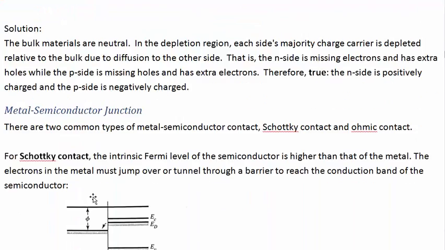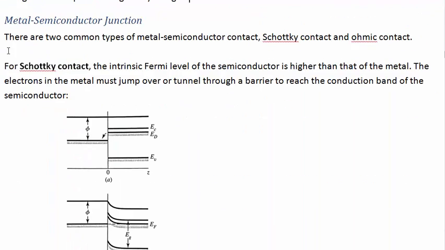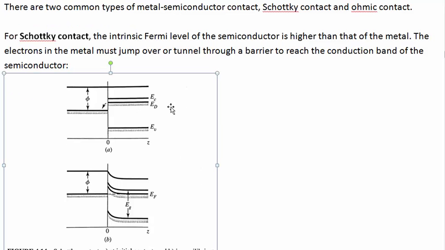One more small section for today, metal semiconductor junctions. This is what happens when we take a metal and then connect it to a semiconductor, kind of combining the last two sections. There's two important types of contact that we're concerned with, a Schottky contact and an ohmic contact. A Schottky contact happens when the Fermi level of the semiconductor is higher than that of the metal.